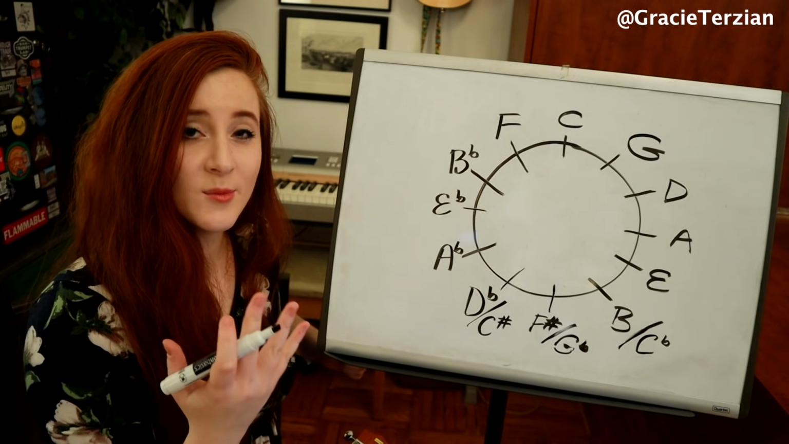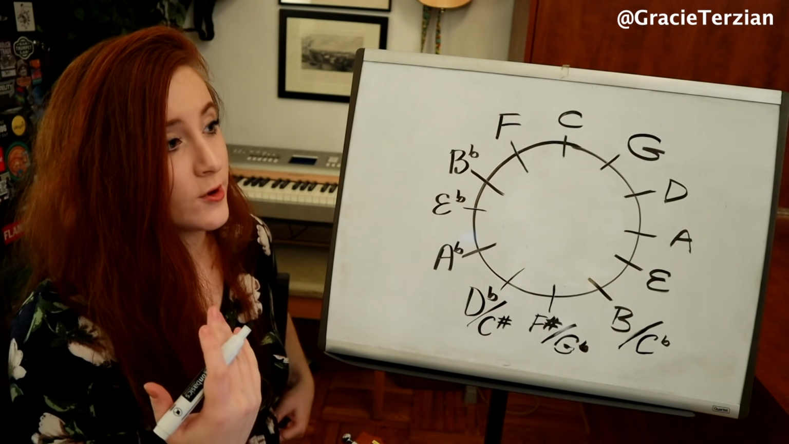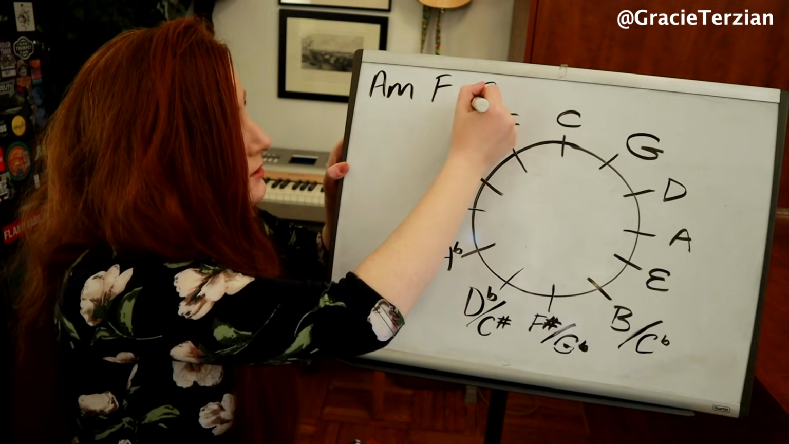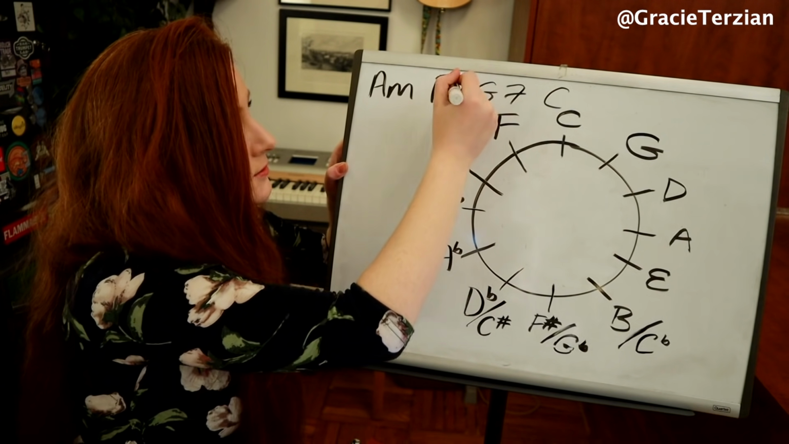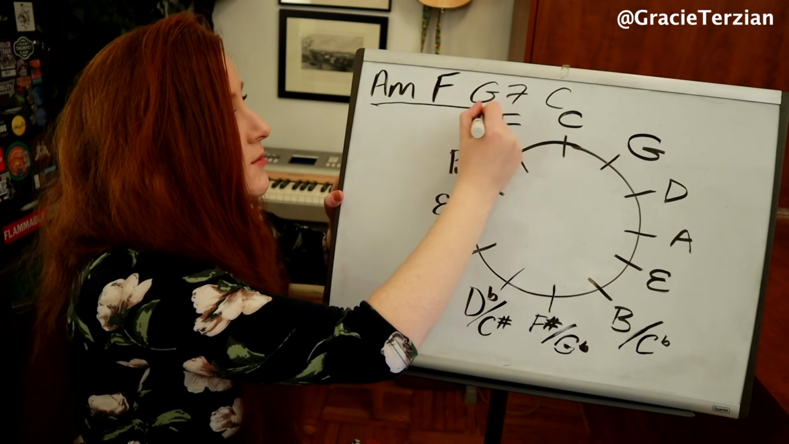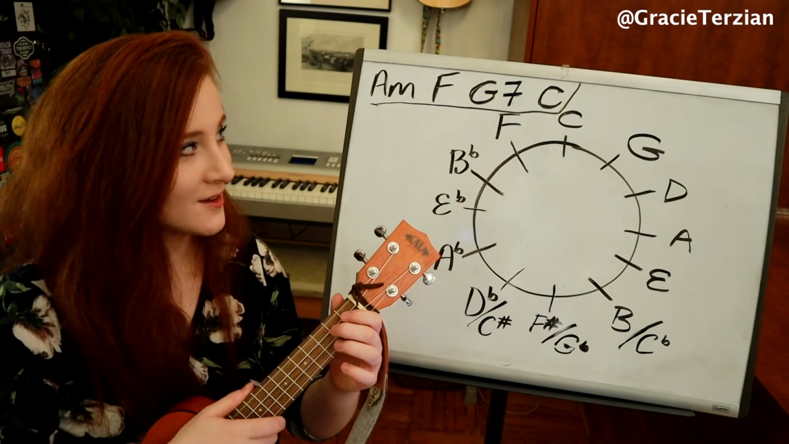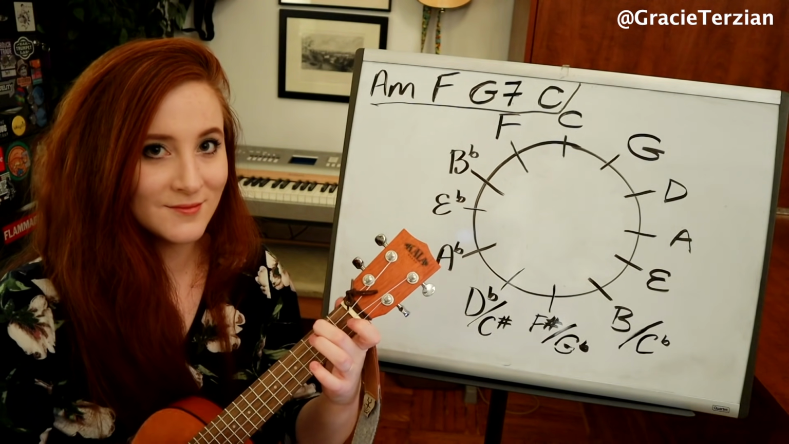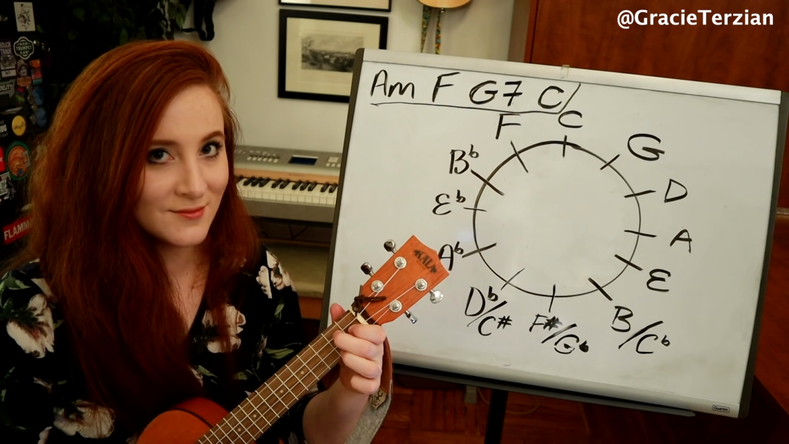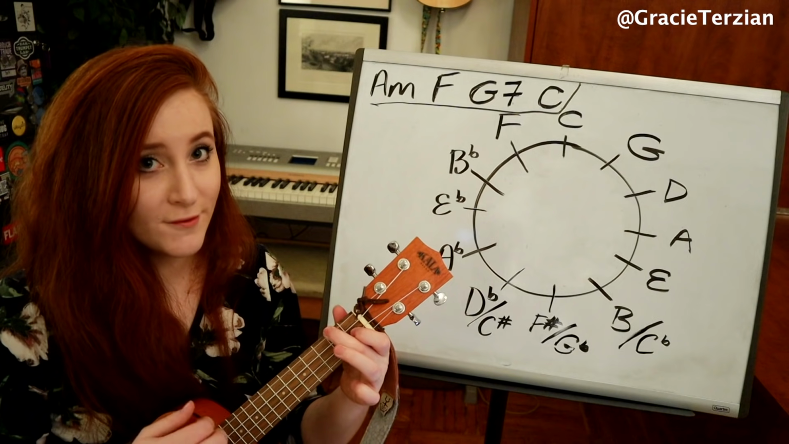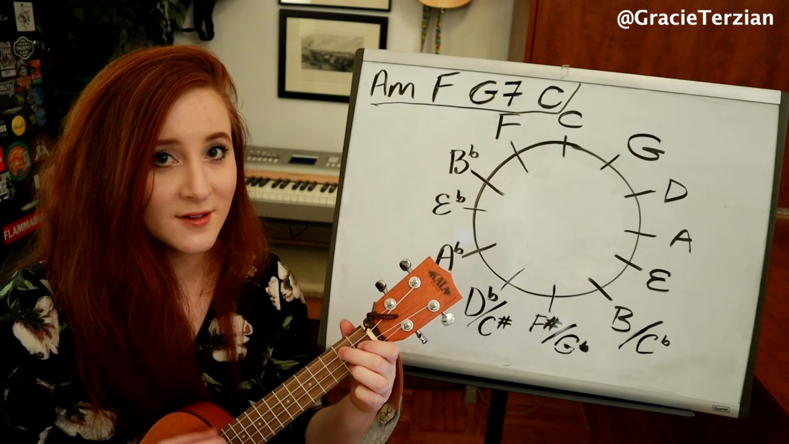Okay, for instance, let's say I'm taking a song and the chords in the song are A minor, F, G7, and C, okay? So these are my 4 chords: A minor, F, G7, and C. So let me show you what it sounds like. I'm playing A minor, F, G7, and C.